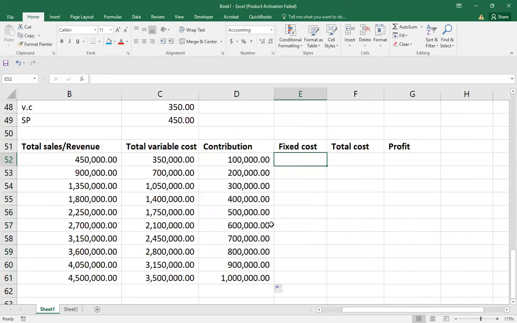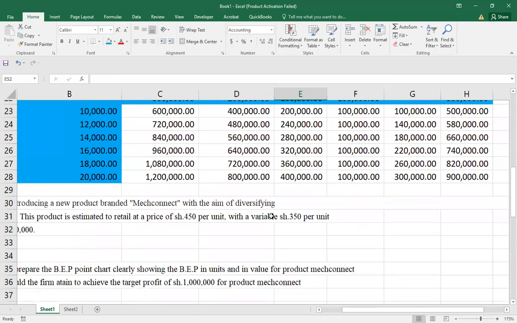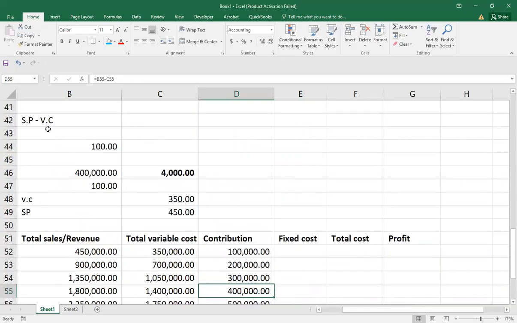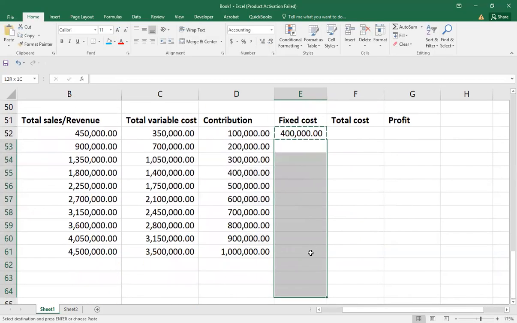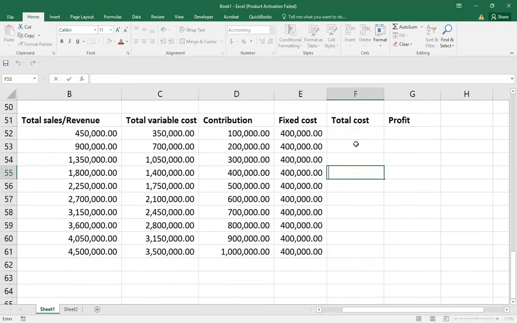Fixed cost, you're told that we had a fixed cost of how much? Fixed cost was 400,000, right? Fixed cost here was 400,000. Recall the 400,000 that you're given. So my fixed cost will be 400,000, which will be constant all through. Our total cost, basically, fixed cost plus variable cost should give us our total cost.